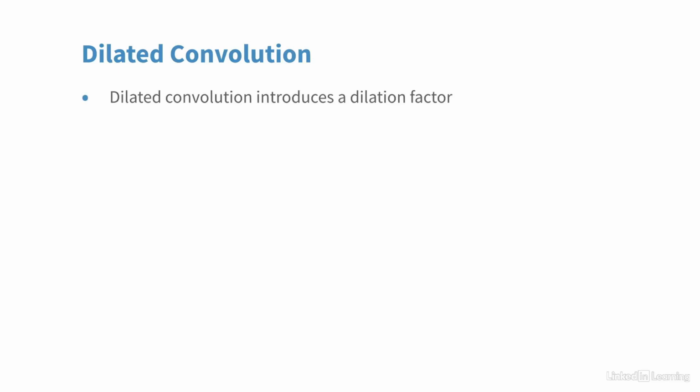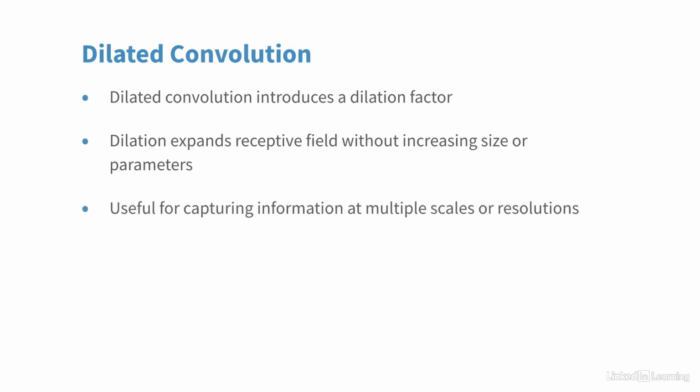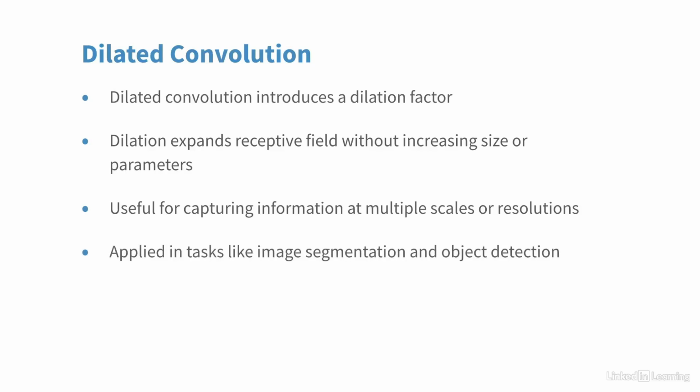Dilated convolutions, sometimes called atrous convolutions, introduce a dilation factor to the standard convolution operation. This factor determines the spacing between the filter's values, effectively expanding its receptive field without increasing its size or the number of parameters. Dilated convolutions are particularly useful in tasks that require capturing information at multiple scales or resolutions, such as image segmentation and object detection.